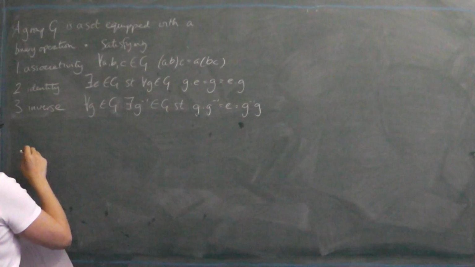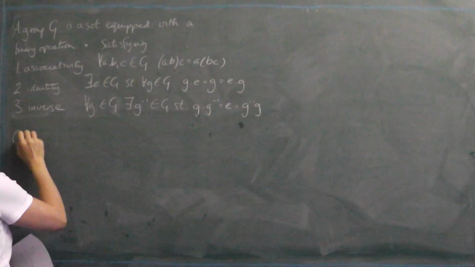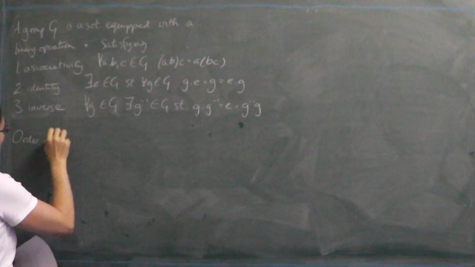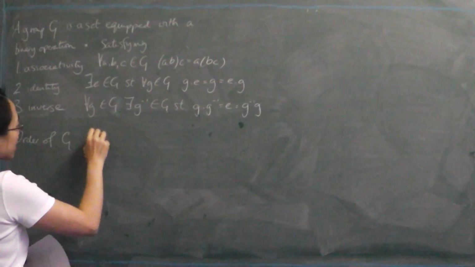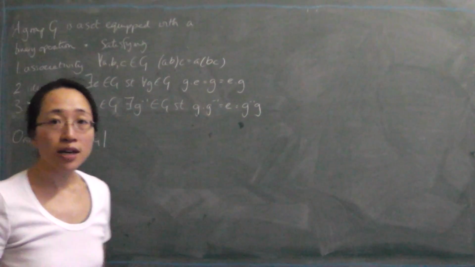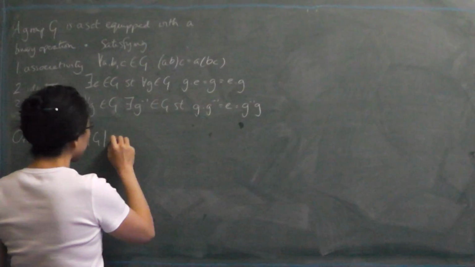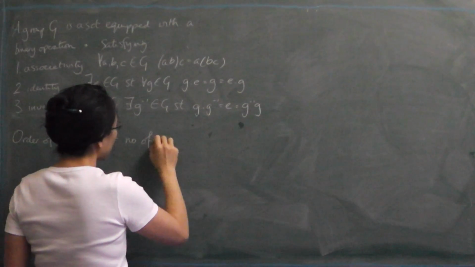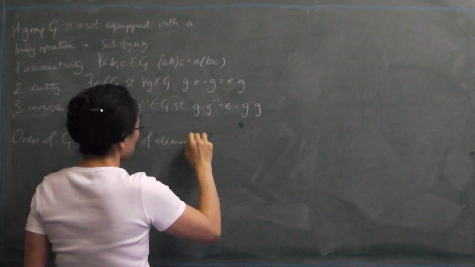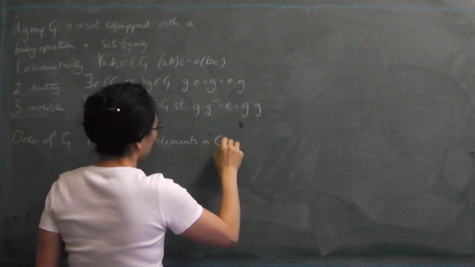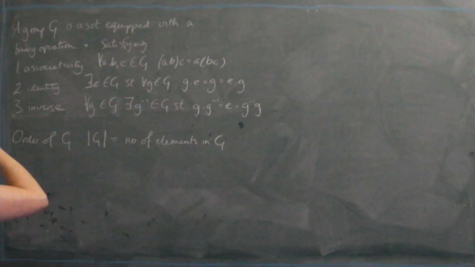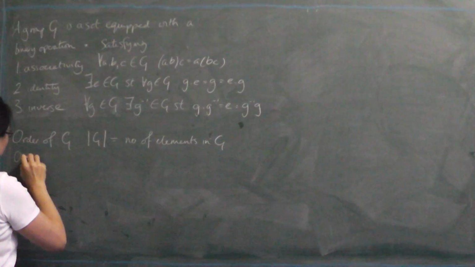Right, so what about the order of a group? The order of G, which we write as G inside modulus signs, and don't get this confused with the order of an element, remember, the order of a group G is the number of elements in the group. What about the order of an element?